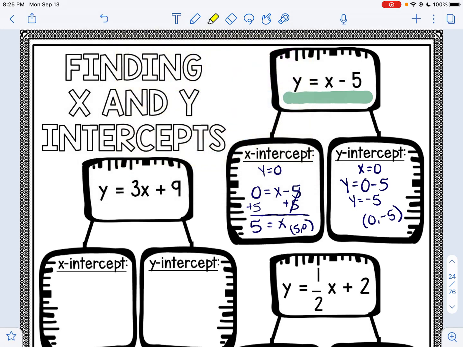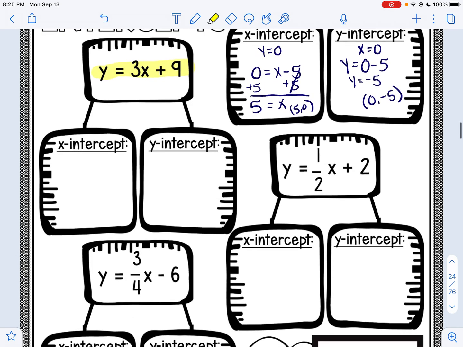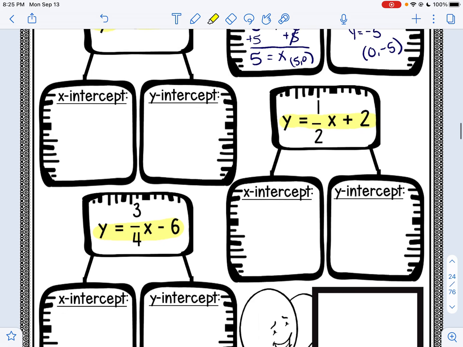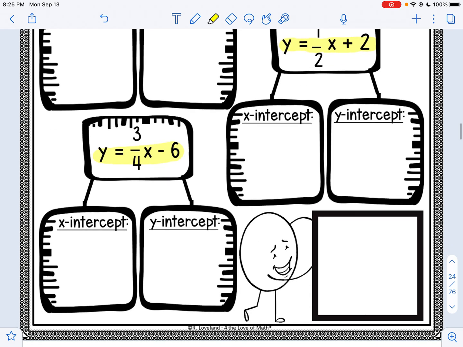Now go ahead and yellow highlight the other examples. y = 3x + 9. y = 1/2 x + 2. y = 3/4 x - 6.